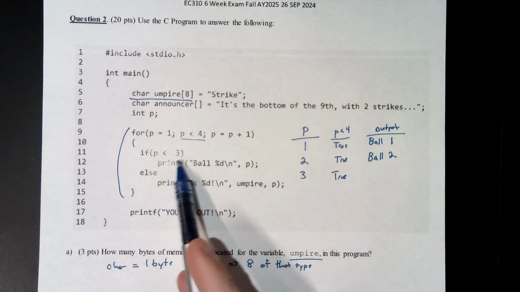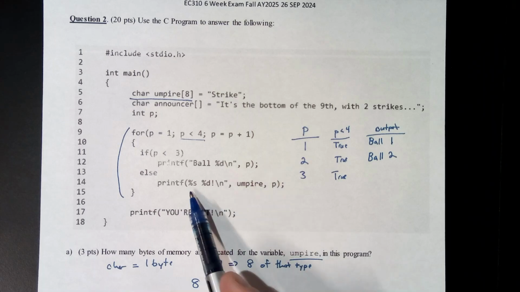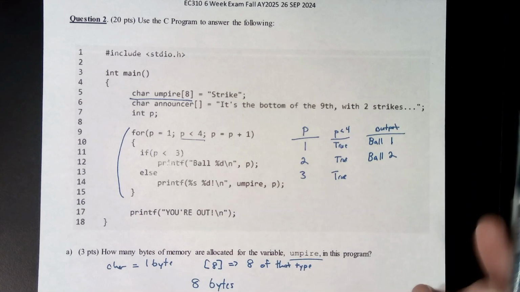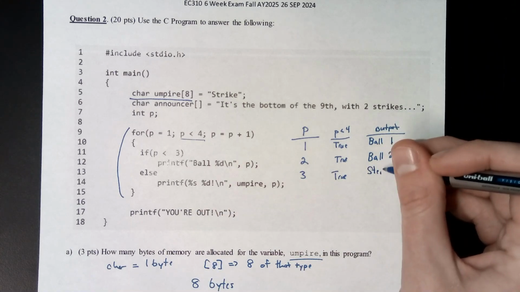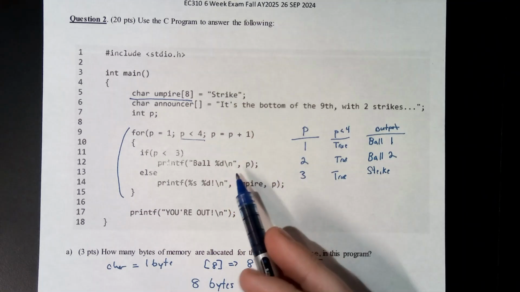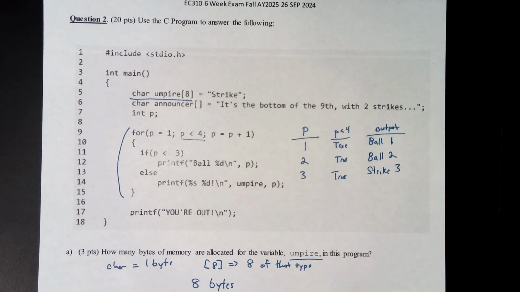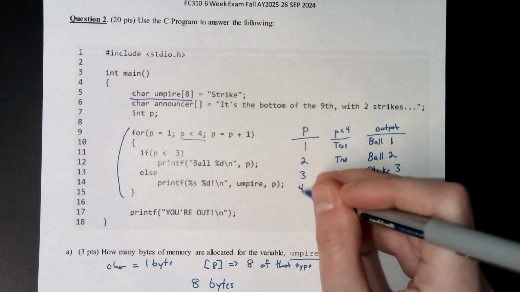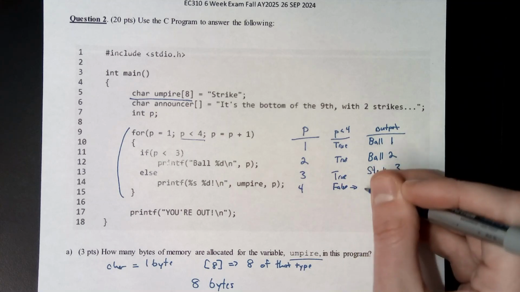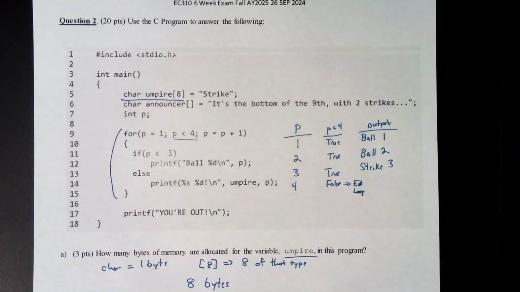If P is less than 3, well, 3 is not less than 3, it's equal. So we go to the else this time, and we're going to say %s, %d, exclamation point. So umpire is going to substitute with strike, because that's what's in that string at the moment. And then %d is going to substitute with the current value of P, which is 3, so strike 3. We're going to update P again. That becomes 4. P is not less than 4 now, so that's false, so we exit the loop.